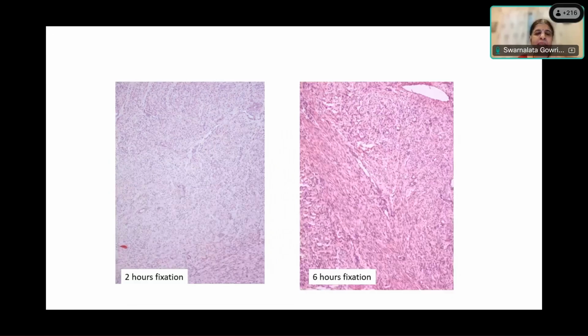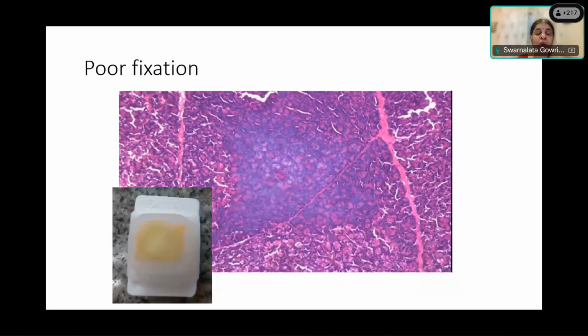Yet another example, a fibroid fixed for 2 hours and for 6 hours. You can see at 2 hours, there's some fixation. It's not that it is autolyzed, but to get your right hematoxylin eosin colors, you must fix for at least 6 hours so it is adequately fixed. Never compromise on your time to fixation.